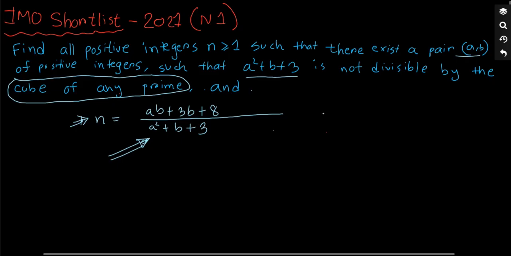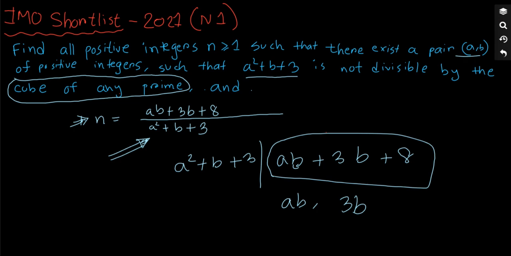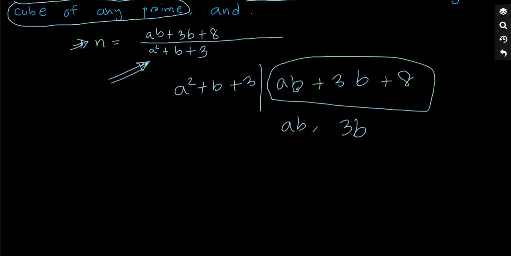So how to simplify this? The easy way is this: a b plus 3b plus 8. If we want to simplify this, the main variables are ab and 3b, so we are going to eliminate them. How are we going to eliminate them? This is the first thing I'm going to do.